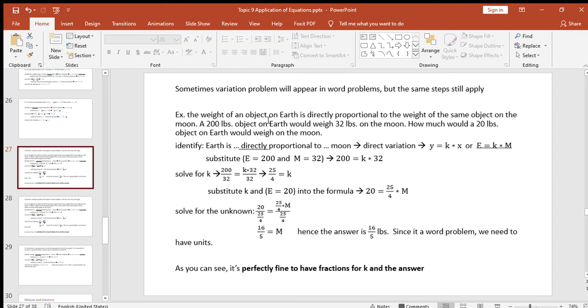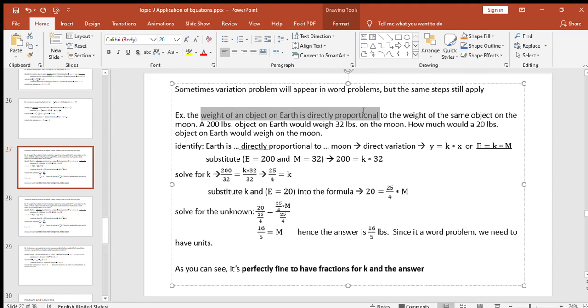The weight of an object on Earth is directly proportional to the weight of the same object on the moon. A 200 pound object on Earth weighs 32 pounds on the moon. How much will a 20-pound object on Earth weigh on the moon? So our keyword, the one that tells us that this is a variation problem, is the very first sentence. The weight of an object is directly proportional to the weight on the moon. So we're going to do some direct variation.